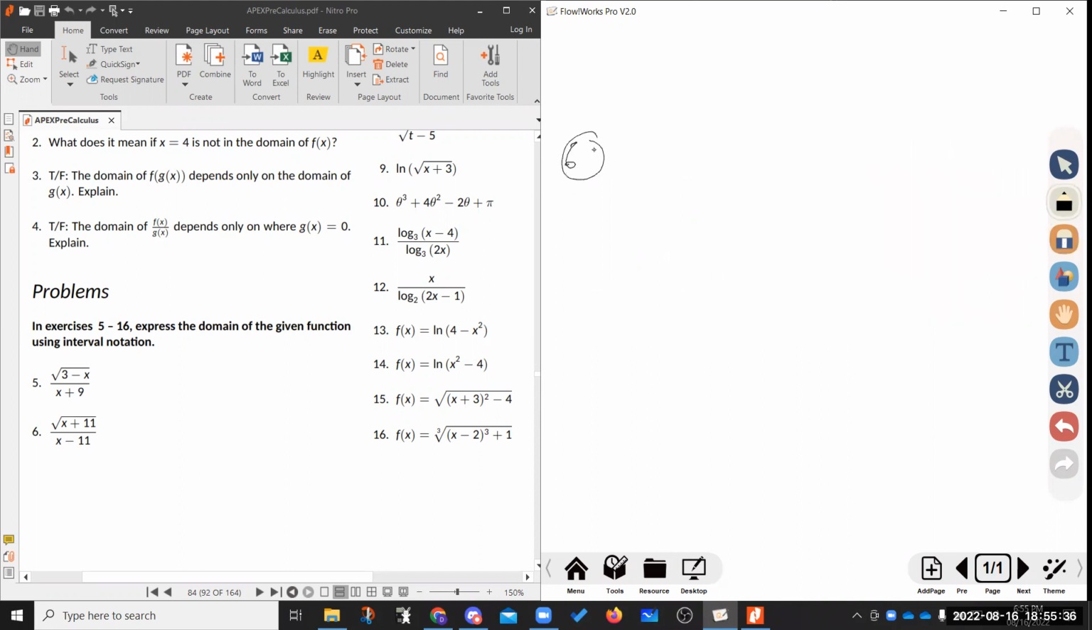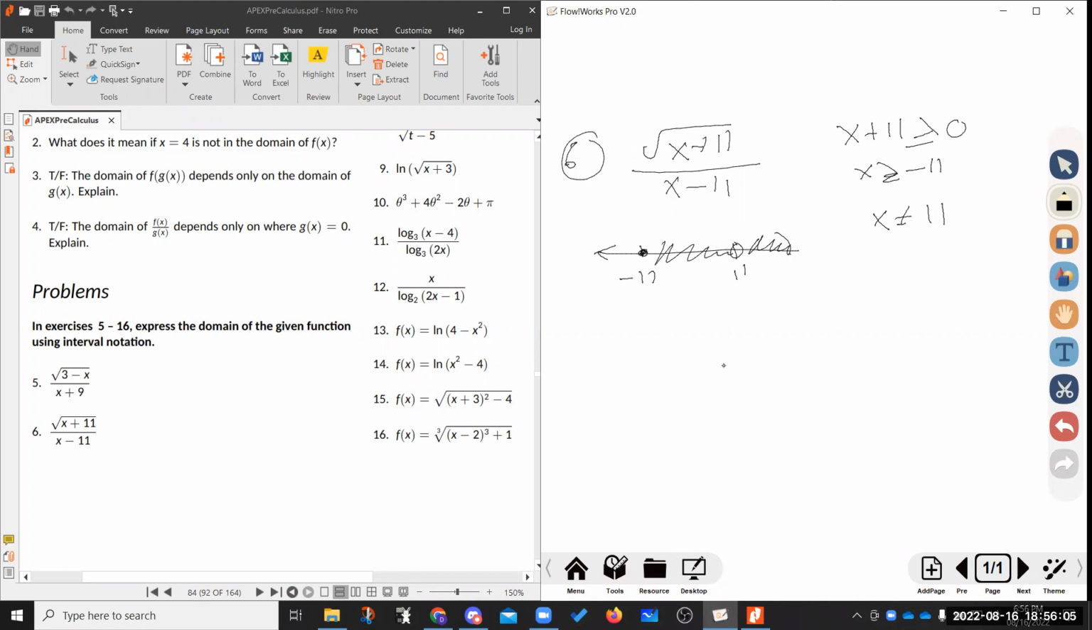Number 6, the square root of x plus 11 over x minus 11. So we have x plus 11 is greater than or equal to 0. x is greater than or equal to -11. But we also have x cannot be equal to 11 from the denominator. So we've got x greater than or equal to -11, not equal to 11. And there it is. -11 to 11, union 11 to infinity.